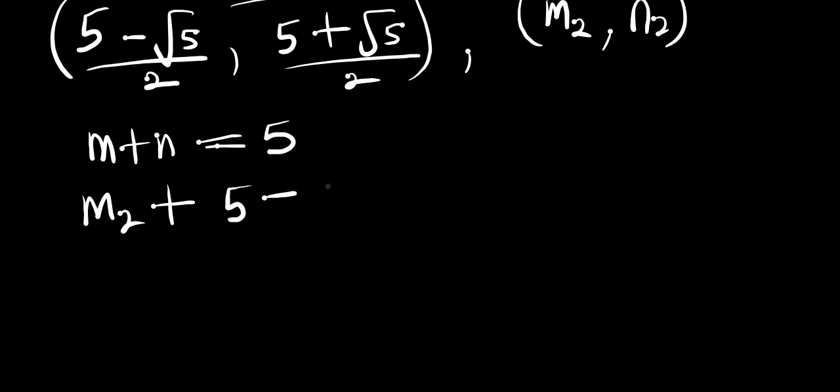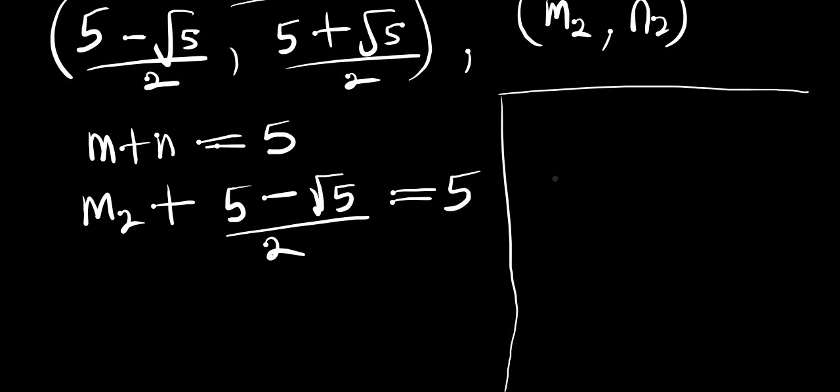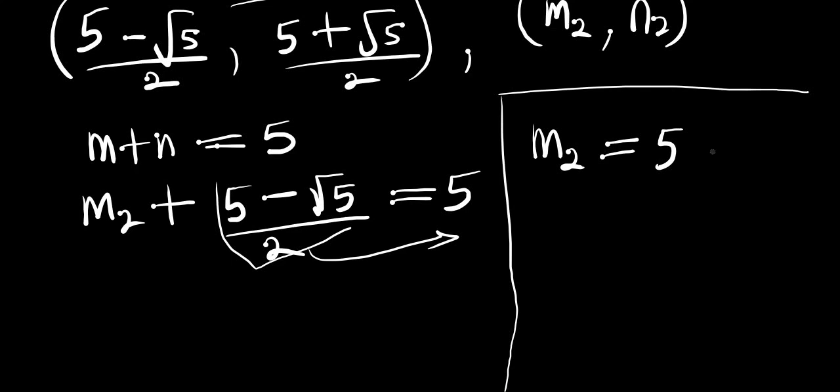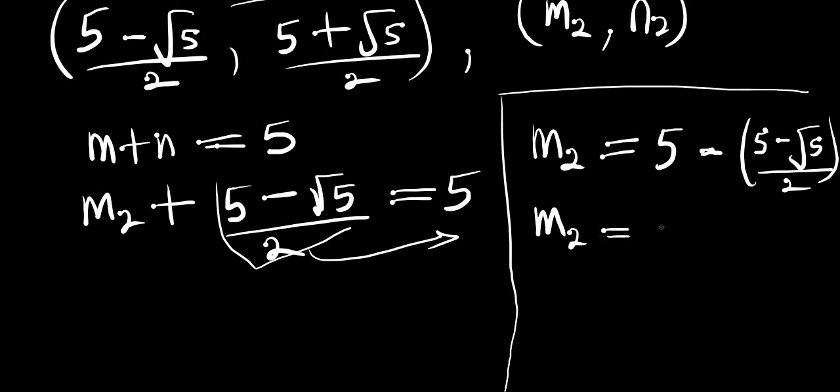5 minus root of 5 divided by 2, and this is equal to 5. So I can make a space here. So we have m2 is now equal to 5. This will move over to this part, like what we did before, minus 5 minus root of 5 divided by 2. So we have m2 is now equal to 5.